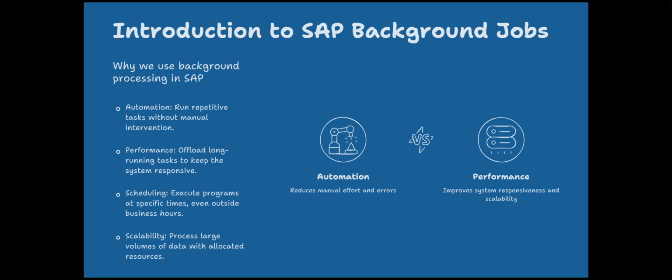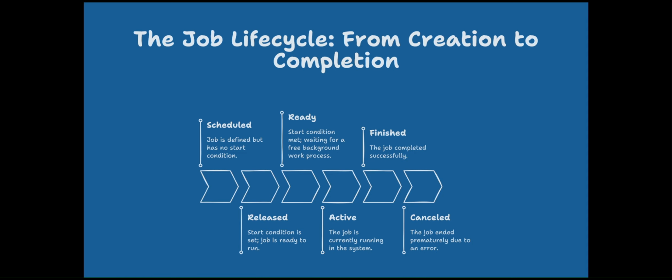So this was about the introduction. And again, automation can reduce your manual effort and errors, and performance improves system responsiveness and scalability. So by introducing the background jobs, we achieve both things, automation and performance.